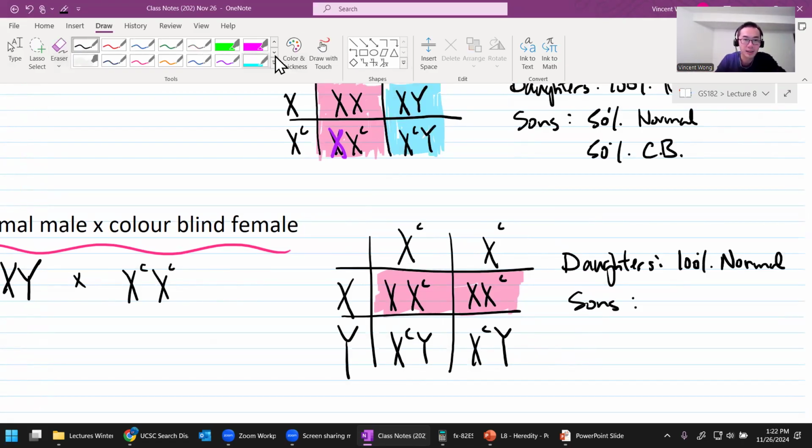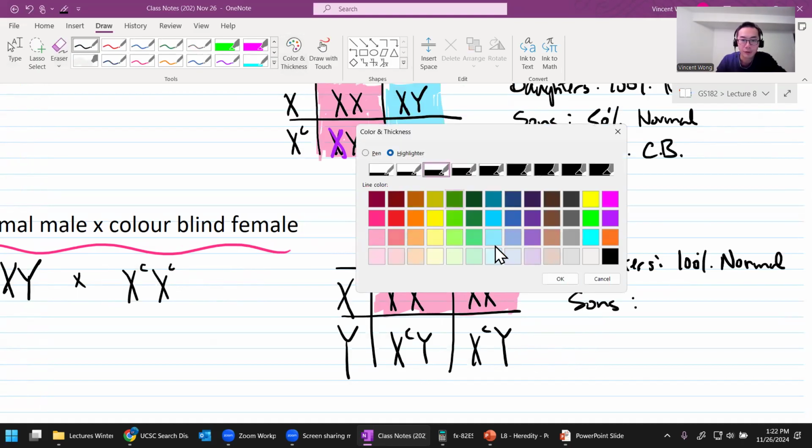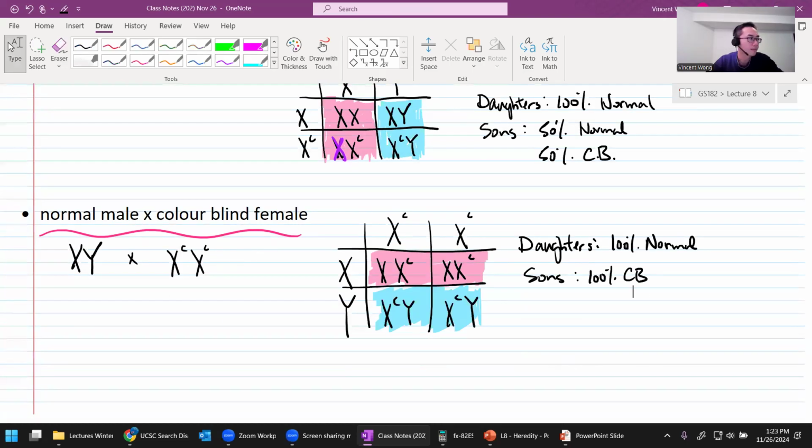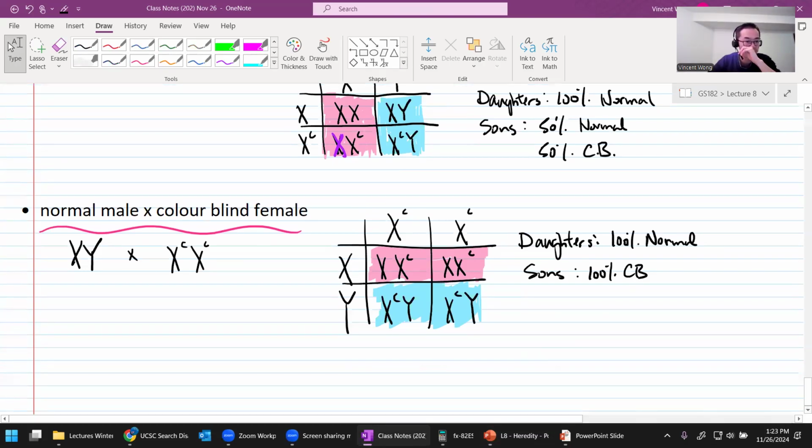For the sons, everybody will be colorblind. Okay, that's all. I mean, there are two more examples which you can solve on your own. But I think two examples are good enough for now.